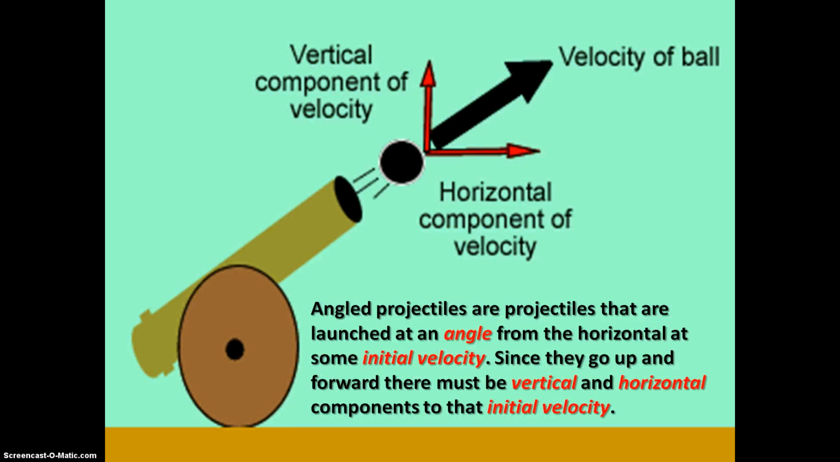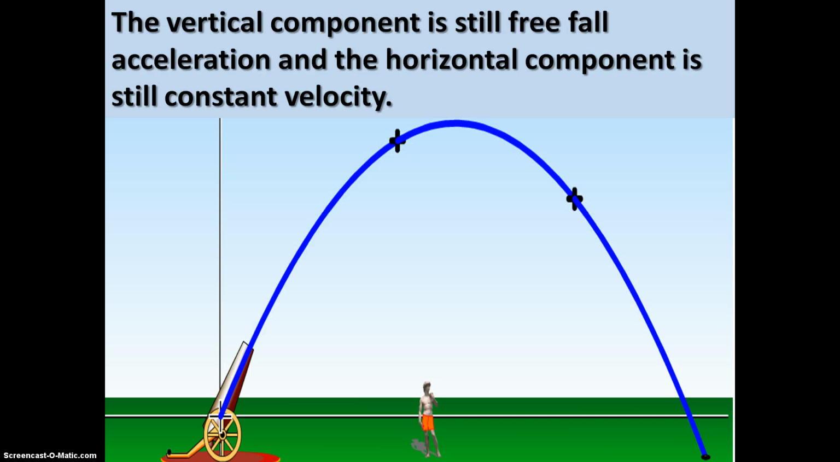An angled projectile is any projectile that's launched at an angle from the horizontal at some initial velocity. Since they go up and forward, there has to be some vertical and horizontal components to that initial velocity. So instead of just having a vertical component, a projectile has a vertical and a horizontal component. The vertical component is still free fall acceleration, and the horizontal component is still constant velocity. So that really doesn't change. The only thing we add to it is the horizontal component.